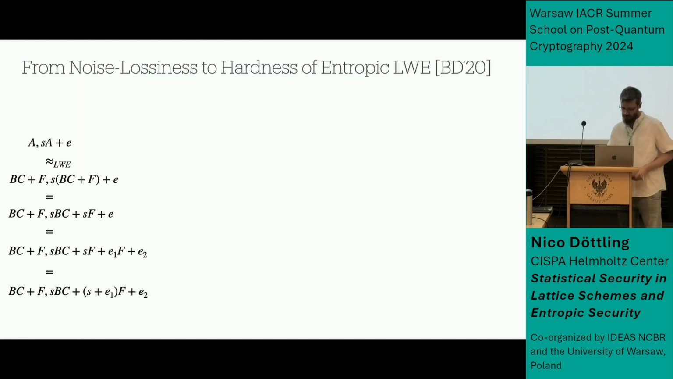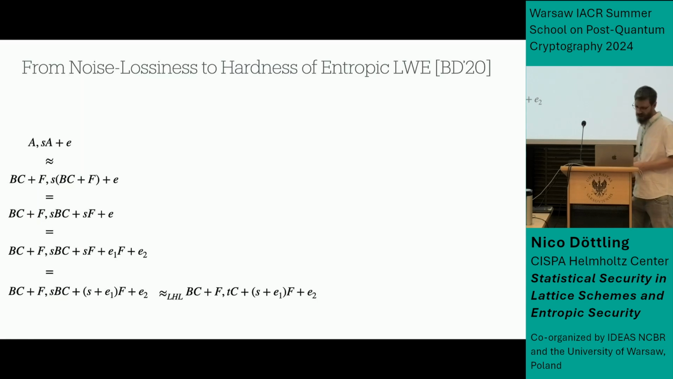And once we're here, we can actually rely on noise lossiness. We can say that, look, no matter what the distribution of S was, here I'm having S plus E. And I know that S plus E loses information about S, or loses a sufficient amount of information about S.